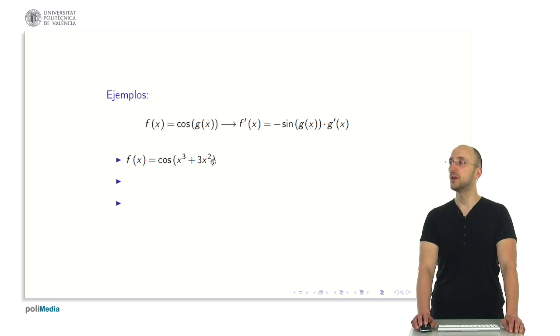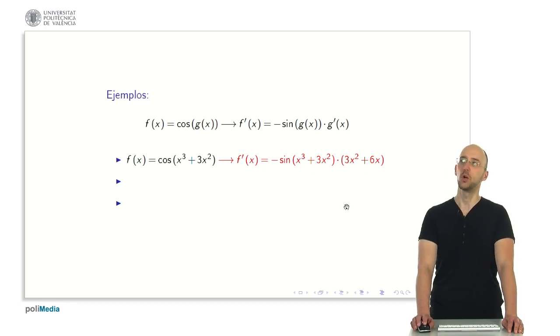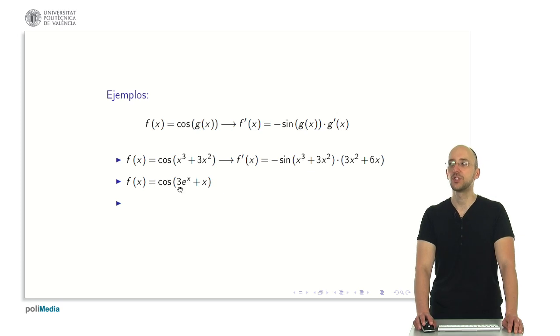When we apply this formula, the cosine function transforms into minus sine. The function within the brackets remains unchanged, which is x cubed plus 3x squared, and then we multiply by the derivative of that function, which is 3x squared plus 6x. Another example, we have the cosine of 3e to the power of x divided by 3x squared. It is exactly the same.